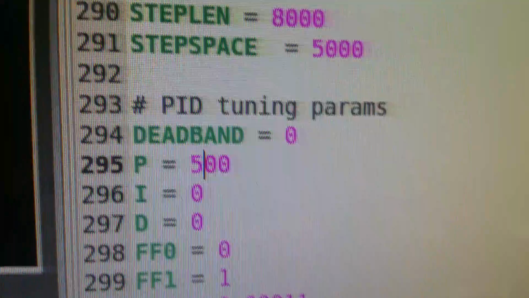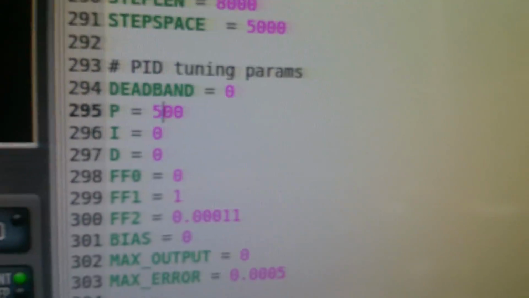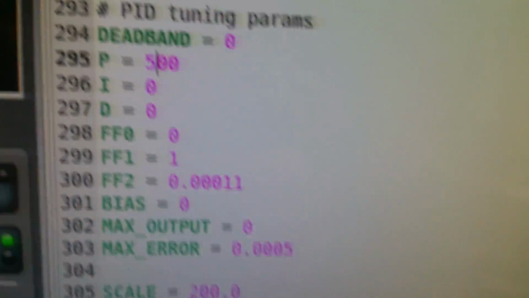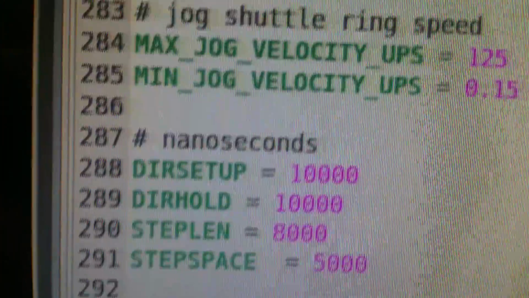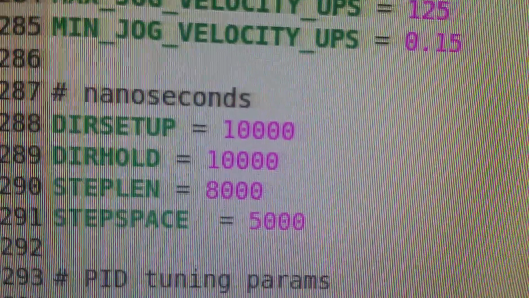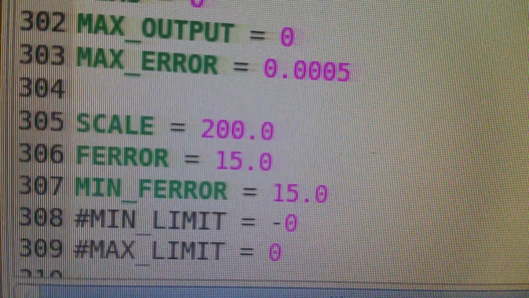And we left all the PID tuning parameters Tormach stock, because they run steppers, so I don't know what these values are in here for, but they're steppers, not servos. And this is your nanoseconds for your pulse length and stuff. Then we've also got down here where we changed our scale to 200.